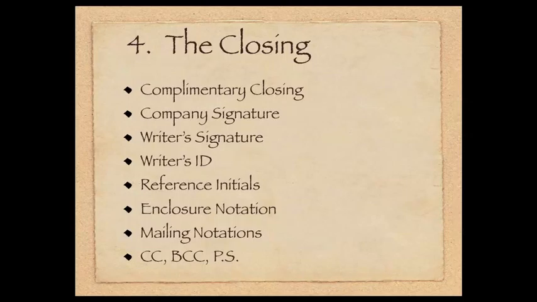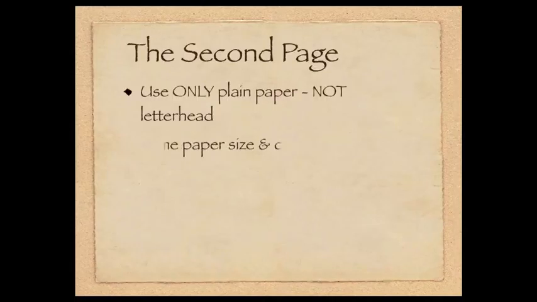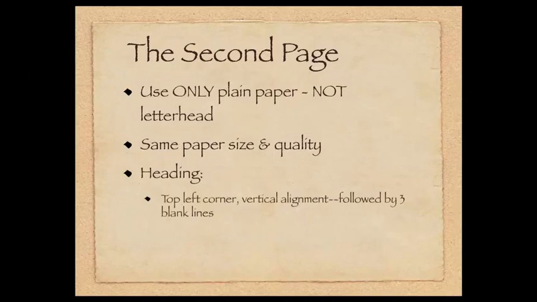All right, let's move on. So those are the four main parts of the letter. Now, what if your letter goes to a second page? Well, in this case, you only use plain paper, not letterhead. It should be the same size and quality, and the heading should be in the top left corner, vertical aligned, followed by 3 blank lines. It should have the addressee's name, the page number, and the date.